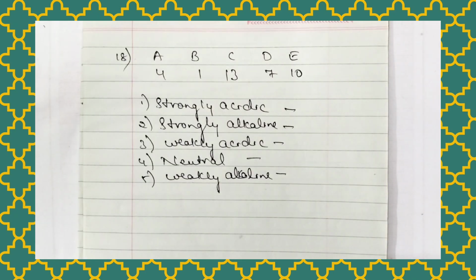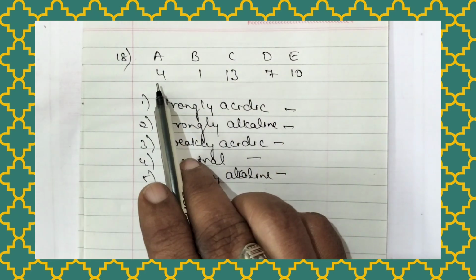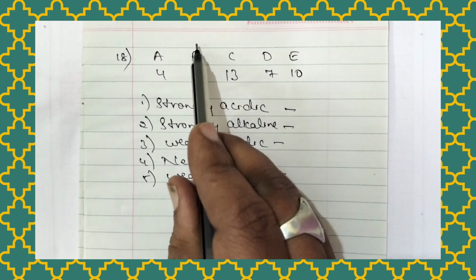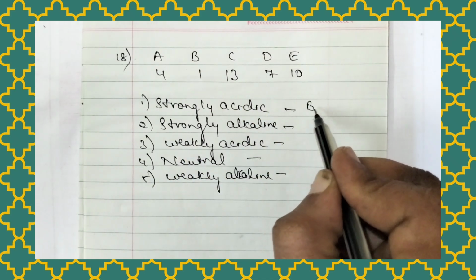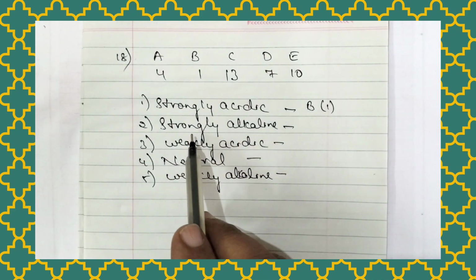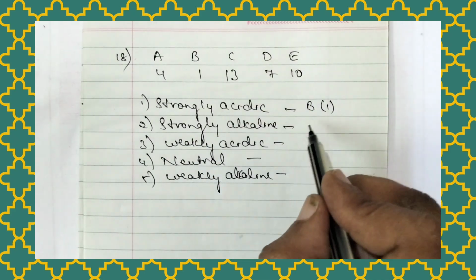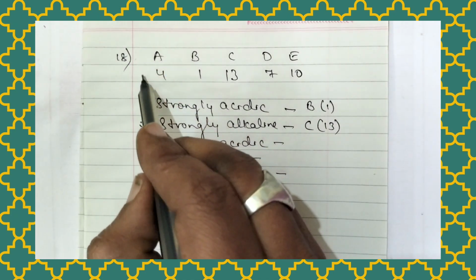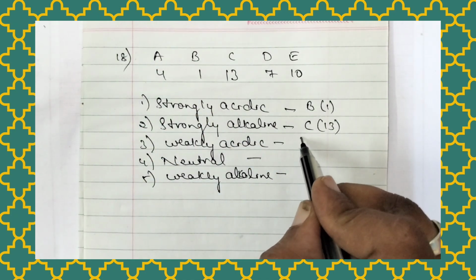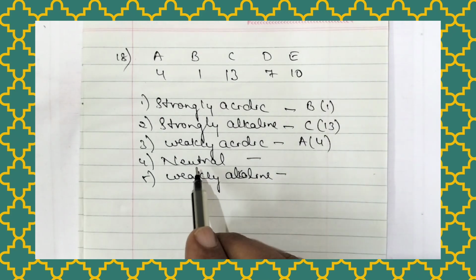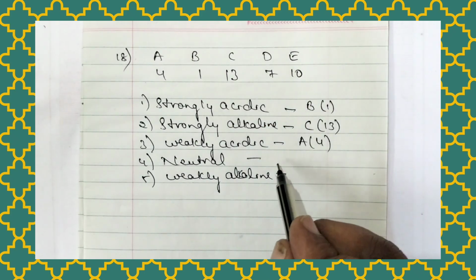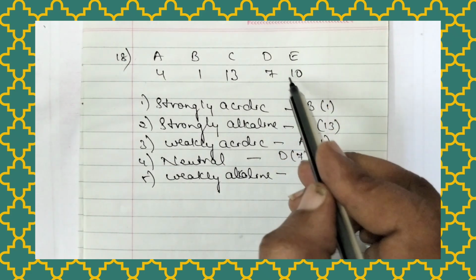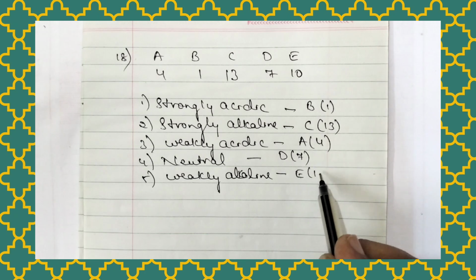So 5 solutions are there, A, B, C, D and E. The pH of their solutions are given. First one is strongly acidic, that is B having pH 1. Next strongly alkaline, that is C having pH 13. Weakly acidic, A having pH 4. Neutral, that is D solution having pH 7. Weakly alkaline, E having pH 10.